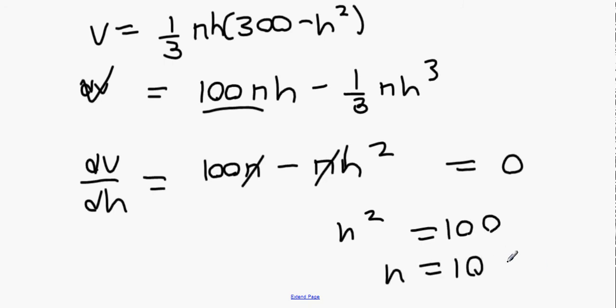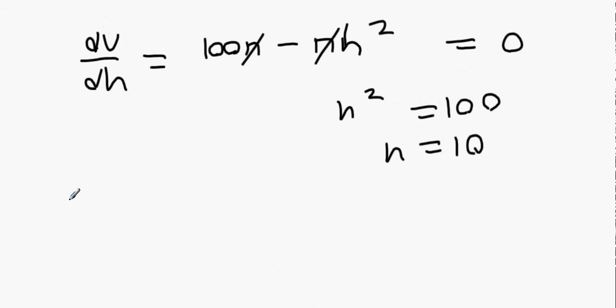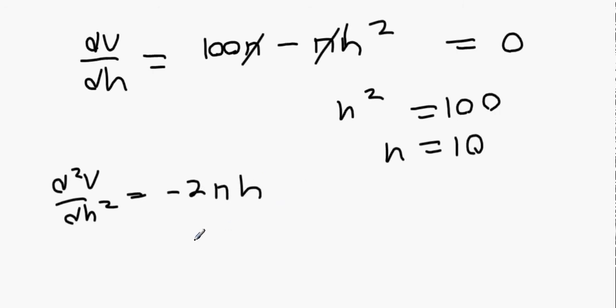10 is the only answer. And if we were to differentiate a second time, we'd end up with d2V/dh squared equals minus 2 pi h, and h equals 10, which gives us minus 20, hence a maximum, because it's smaller than 0. The second root is smaller than 0, it's a maximum.